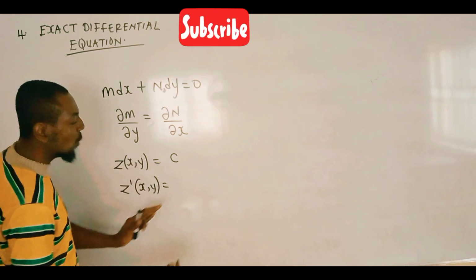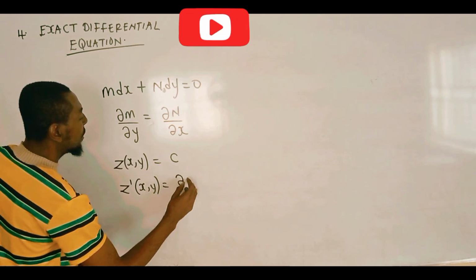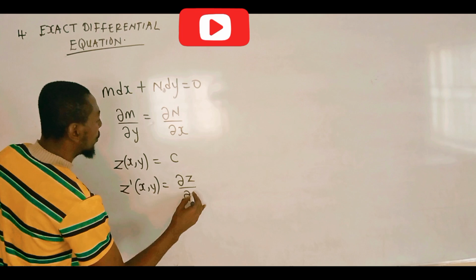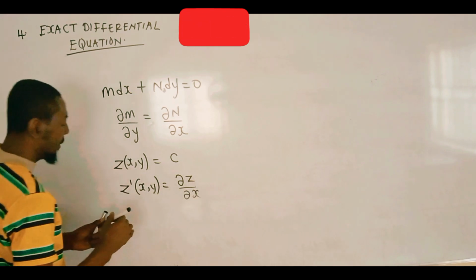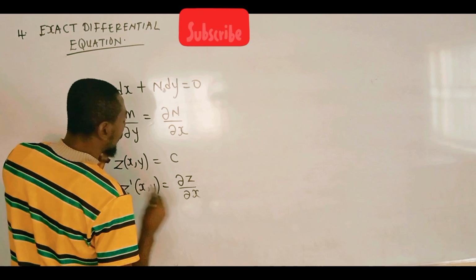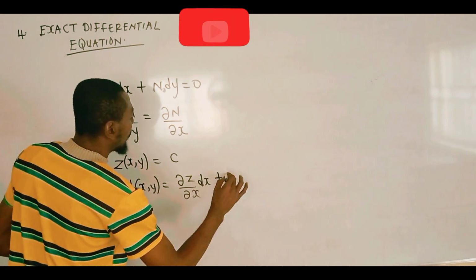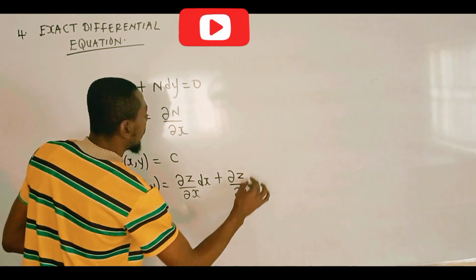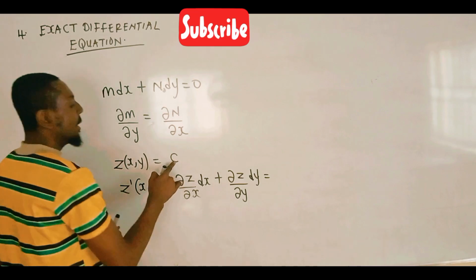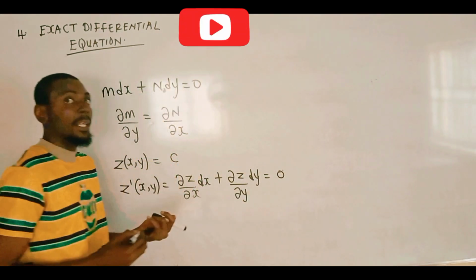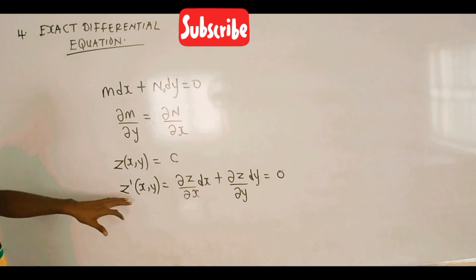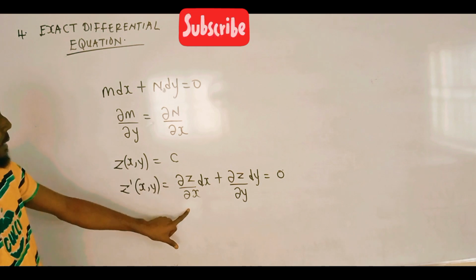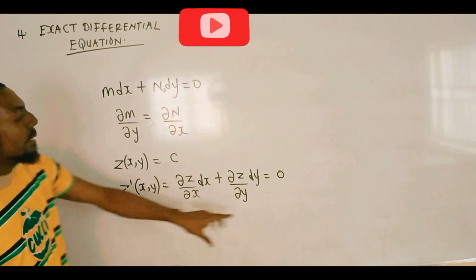So we're going to differentiate with respect to x first, which is the partial differentiation of z with respect to x, dx, plus the partial differentiation of z with respect to y, dy, equals differentiating c, which is equal to 0 because it's a constant. You understand? So now, to differentiate this function, as you can see, we differentiate z with respect to x as well as with respect to y. Then differentiating c is equal to 0.